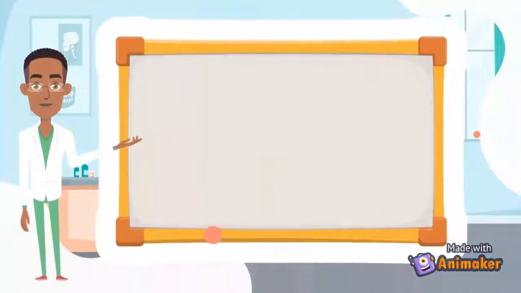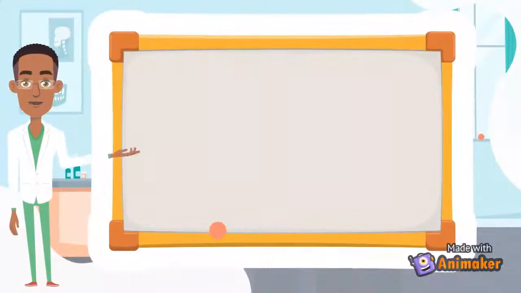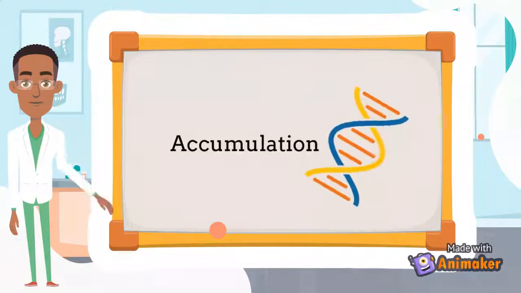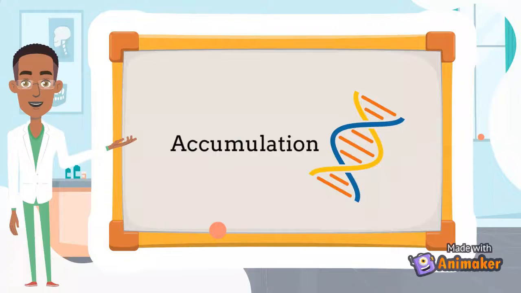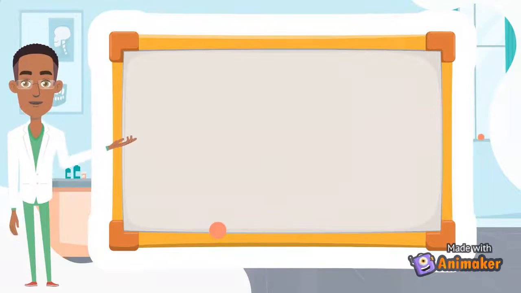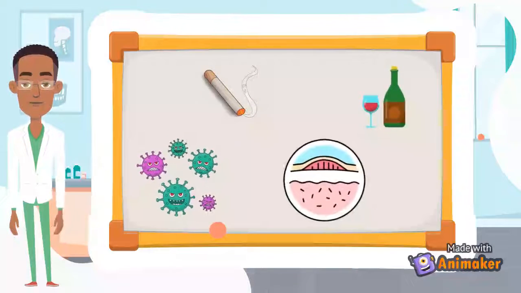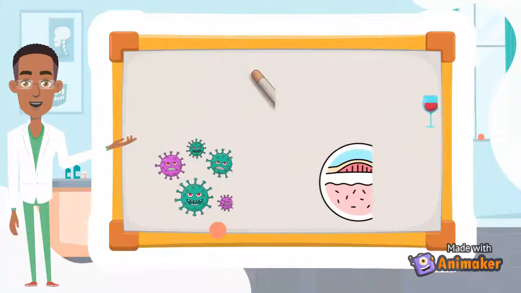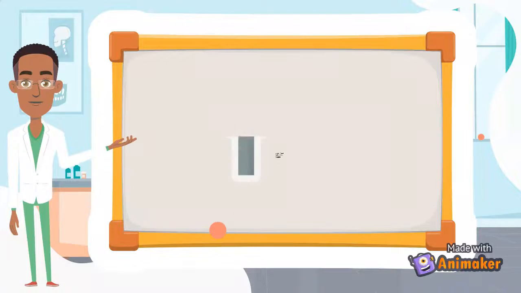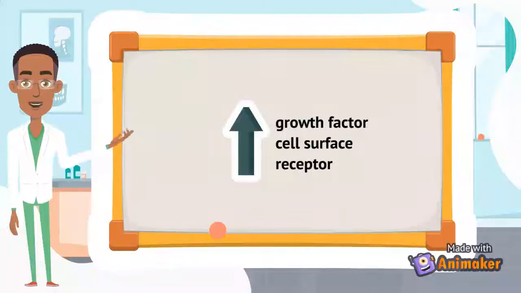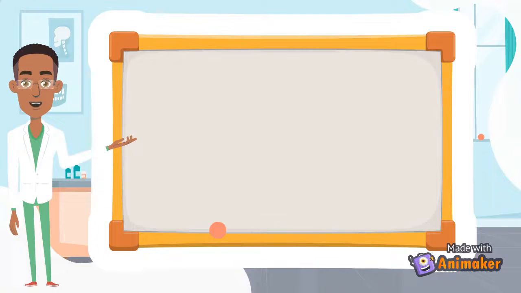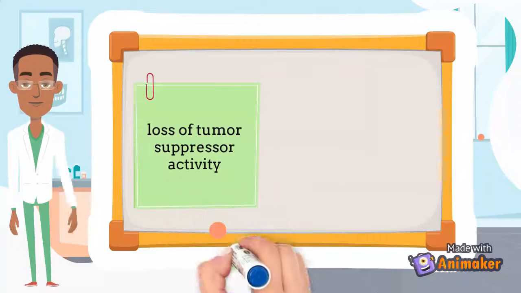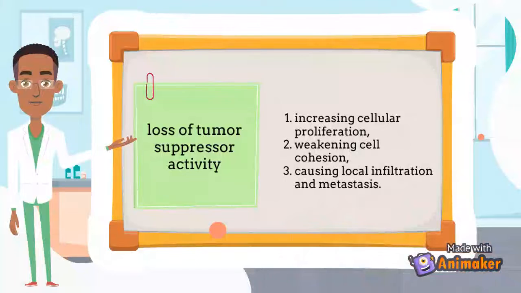Oral squamous cell cancer (OSCC) is a multi-step process involving the accumulation of multiple genetic alterations modulated by genetic predisposition and environmental influences such as tobacco and alcohol use, chronic inflammation, and viral infections. The resulting anomalies can increase the production of growth factors and the number of cell surface receptors, and/or increase transcription or intracellular messenger factor levels. These changes can, in turn, cause a loss of tumor suppressor activity and give rise to a phenotype capable of increasing cellular proliferation, weakening cell cohesion, and causing local infiltration and metastasis.